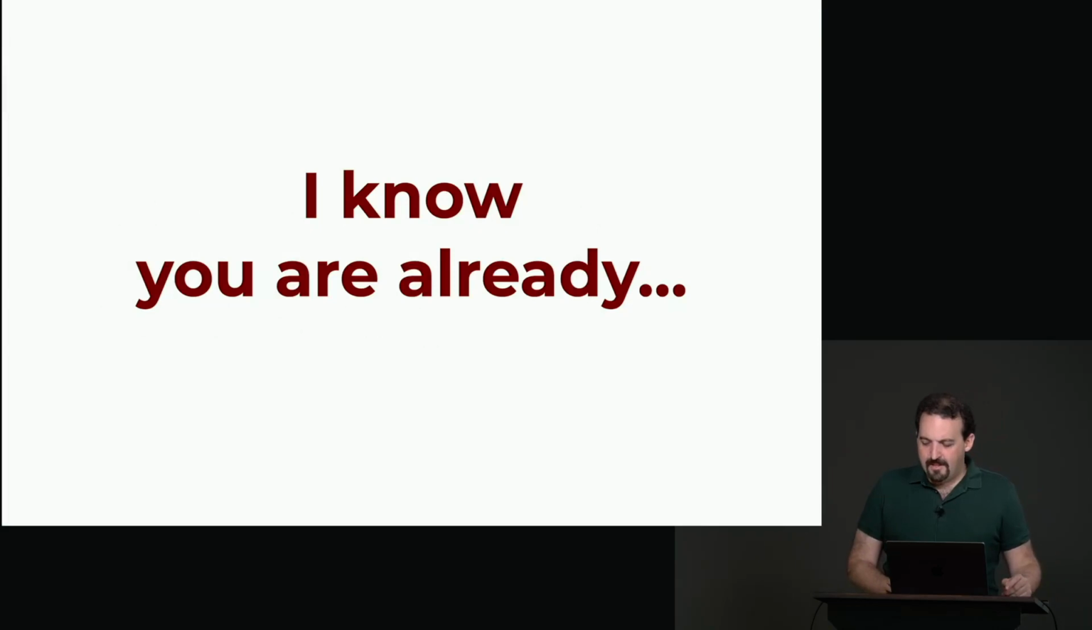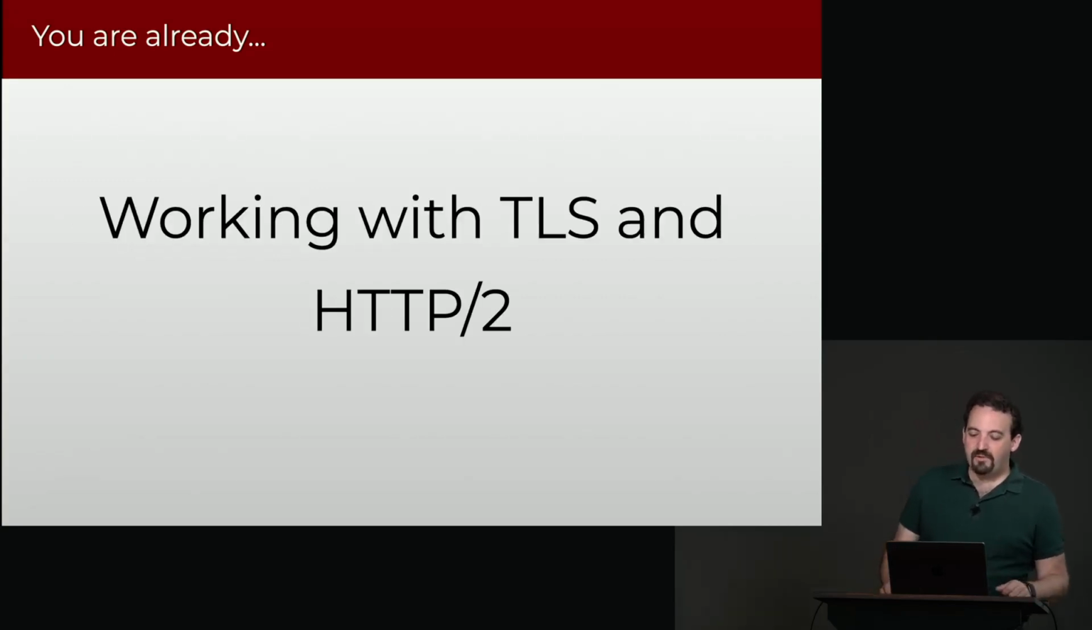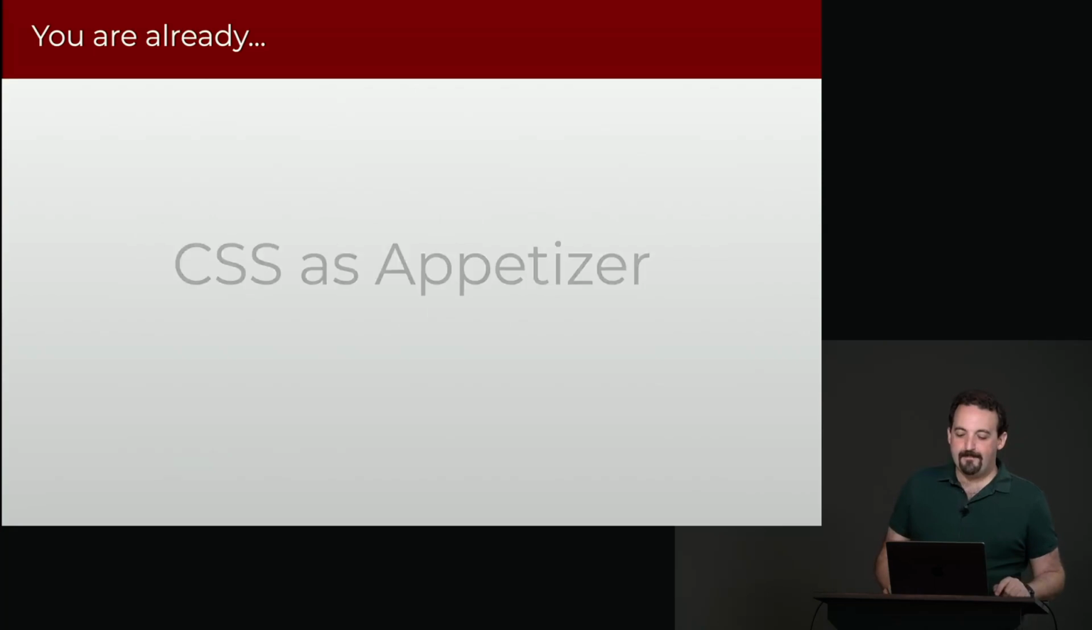And I know that you're already doing a couple of things. That's why you're here, right? For example, you're already optimizing the network transfer. If you don't know what that is, we will see in a minute. You're already working with TLS and HTTP2, at least. TLS is HTTPS, so you have a secure origin. Okay. We will get deeper on each of these topics. You have time to ask questions anyway.